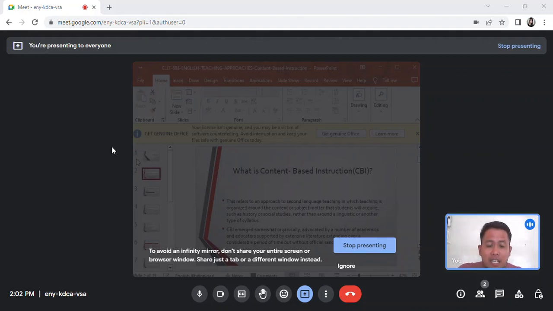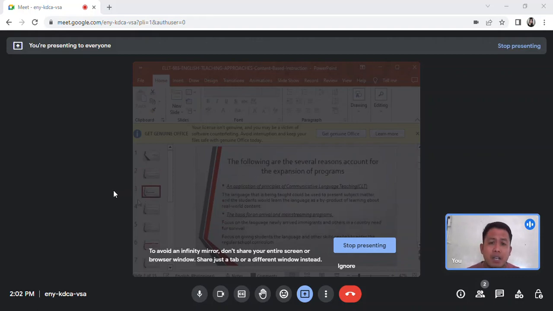So the language becomes the medium through which something new is learned. This is also a teaching approach in which the learners study the language through meaningful content. Because of the meaningful content, the students will be motivated to learn because the subject matter is interesting. Okay, moving on to the next slide.